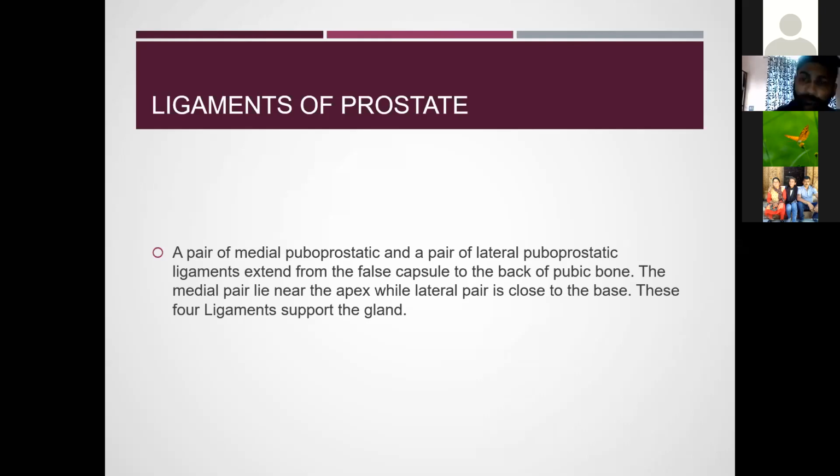So it has four ligaments: the medial puboprostatic ligaments and the lateral puboprostatic ligaments. They extend from the false capsule to the back of the pubic bone. The medial pair lies near the apex and the lateral pair lies near the base. So these ligaments support the gland and keep the gland in position.